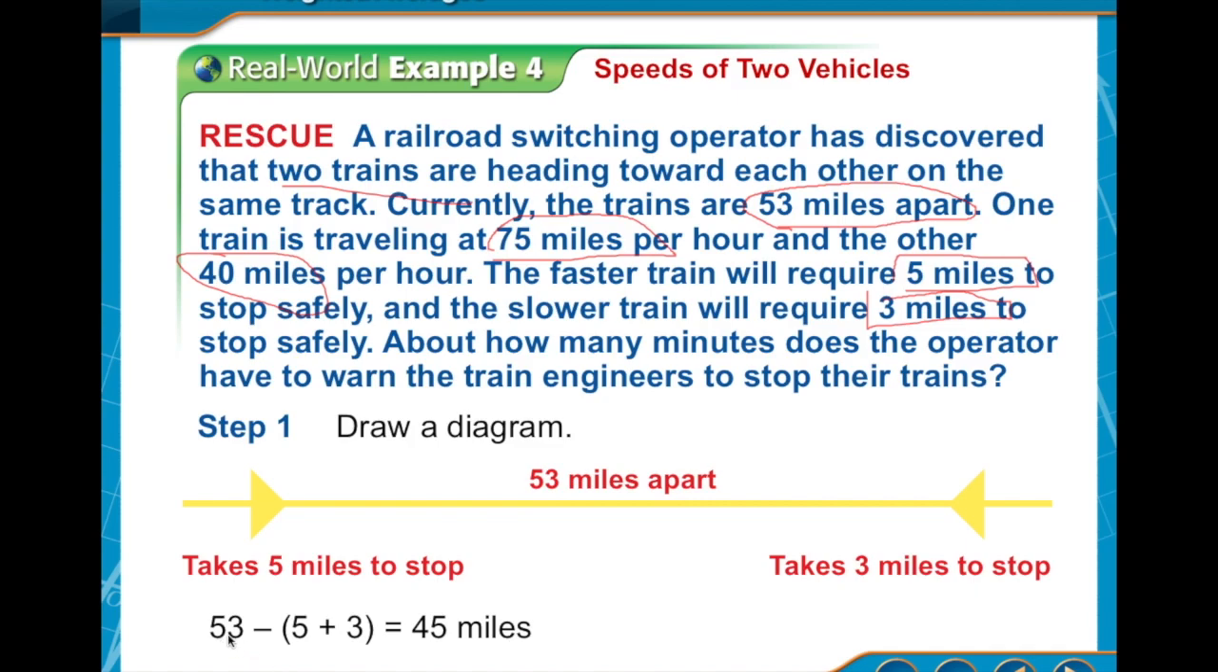Before we do that, quickly we can calculate. The total miles is 53. If you subtract the 5 and the 3 that they need to stop, we really only have 45 miles of safe distance between those two trains, because 8 of those miles aren't safely available for the trains, since that has to be used for them to stop. So we have 45 miles of free space there.